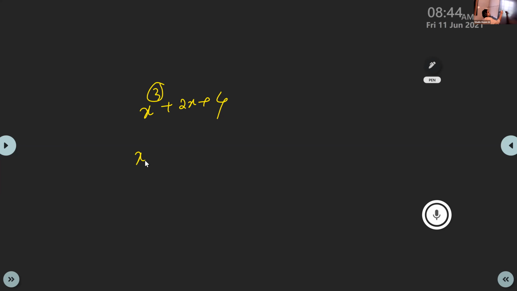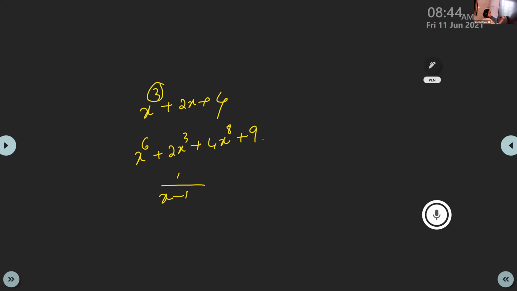So x raised to 6 plus 2x cube plus 4x raised to 8 plus 9. What's the degree here in this polynomial? 8. Okay. So here the degree is 8.